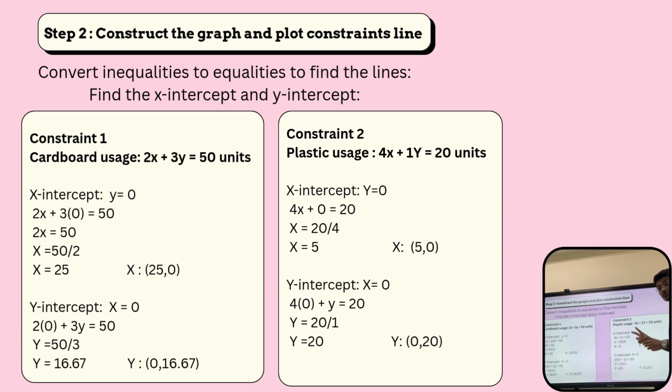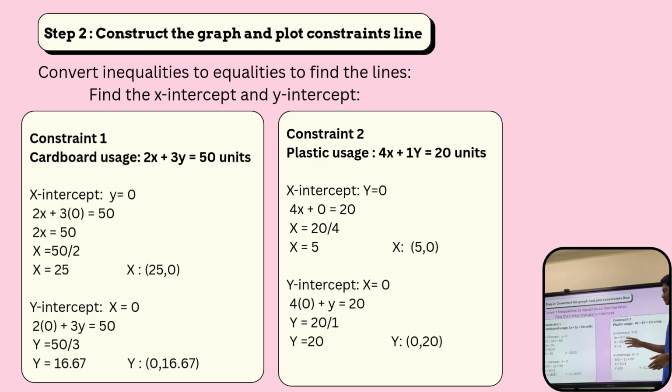So for constraint 2, the second constraint, plastic usage, 4x plus 1y equals 20 units. We need to do the same steps. To get the x-intercept, we need to set y to 0. 4x plus 0 equals 20. So to get the 1x, we need to divide it by 4. So 1x will be 5. So now we can get the x value: x is 5, y is 0.